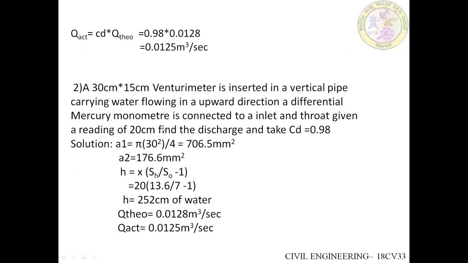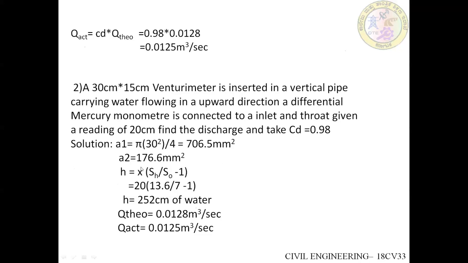Okay, then see here, the inlet is connected to the throat, giving a reading of 20 centimeters. It is a mercury manometer reading, so the X value is given. Find the discharge. You have to determine Q actual and Q theoretical. The CD value is given. Exactly what we have done in the last problem, the same steps you can follow.